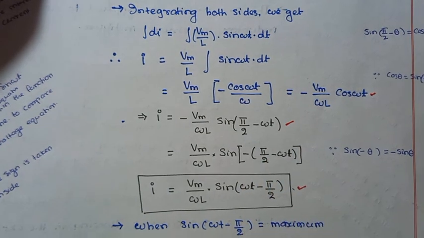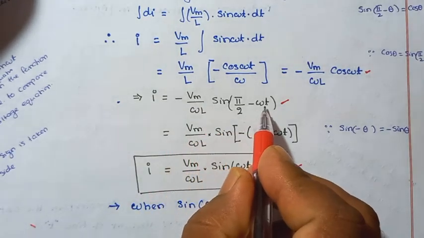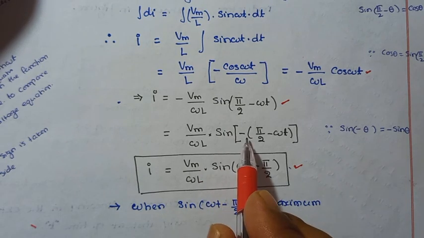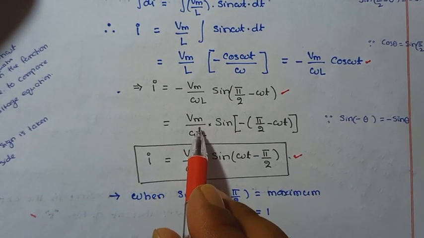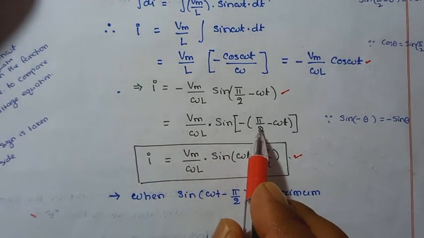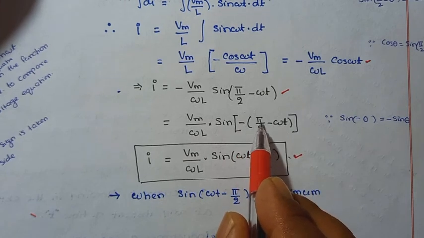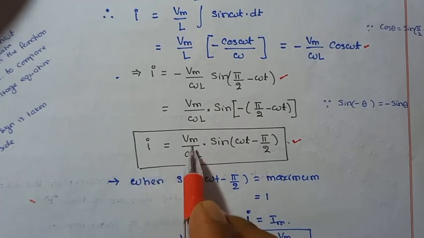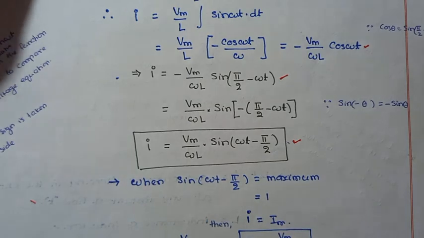ठीक है. So I is equal to minus Vm by omega L into sin pi by 2 minus omega t. अभी हम लोग क्या करेंगे, ये नेगेटिव साइन को इनसाइड ले लेंगे. Then I becomes Vm by omega L sin minus of pi by 2 minus omega t. So minus of pi by 2 is minus pi by 2 and minus of minus omega t is plus omega t. Therefore, we get I is equal to Vm by omega L into sin omega t minus pi by 2.